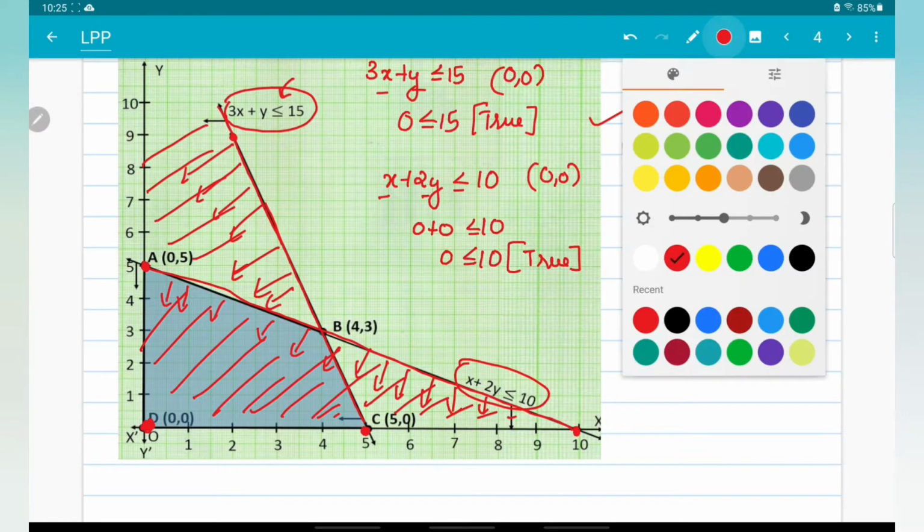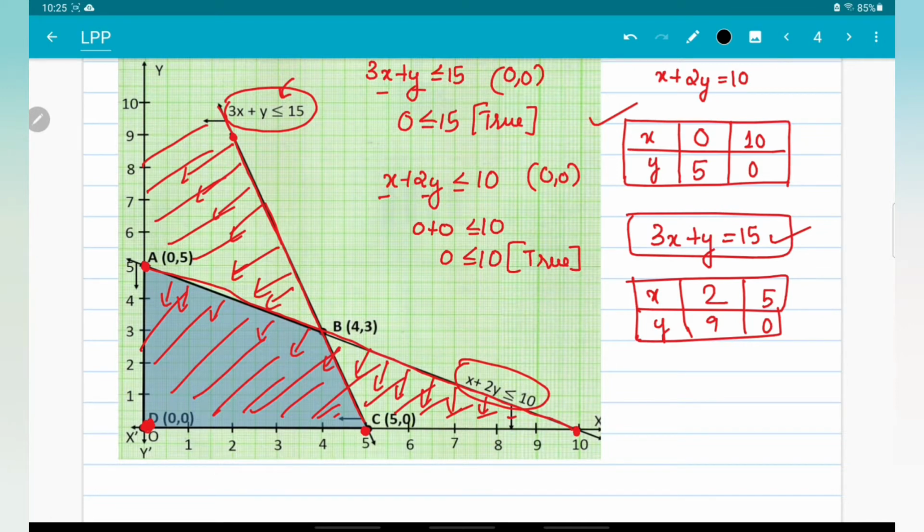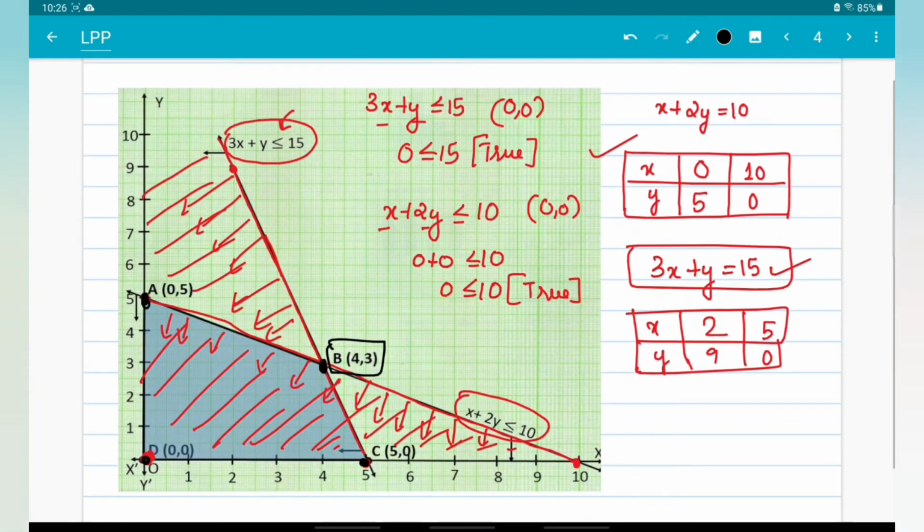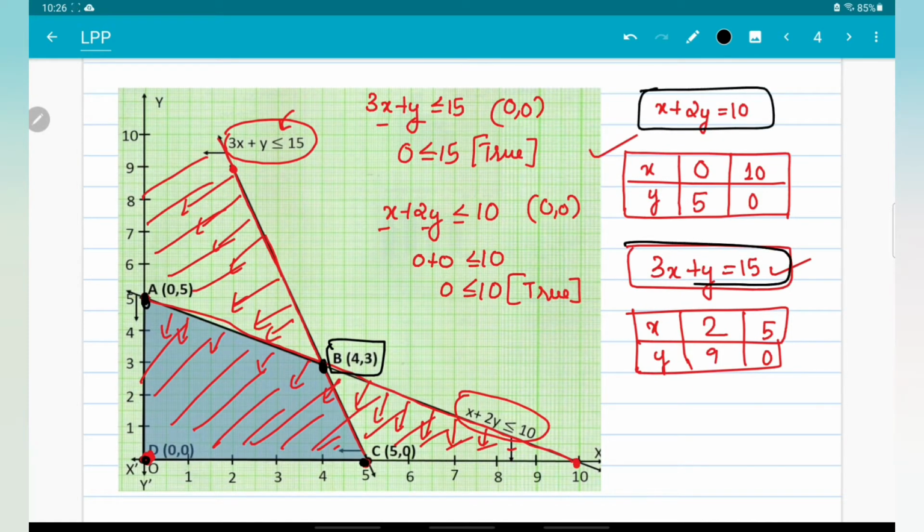Now our next step is to write the corner points and find the value of z. I've already got 3 of my corner points, that is 0 comma 0, 5 comma 0, then 0 comma 5, and this B point, that is 4 comma 3. Now you must be wondering how I got this B, that is 4 comma 3. For finding that point, you have to take those two equations, that is x plus 2y equal to 10 and 3x plus y equal to 15, and solve both the equations. You can solve it either by elimination method or substitution method, and whatever value of x and y you get is the intersection point of the two lines.